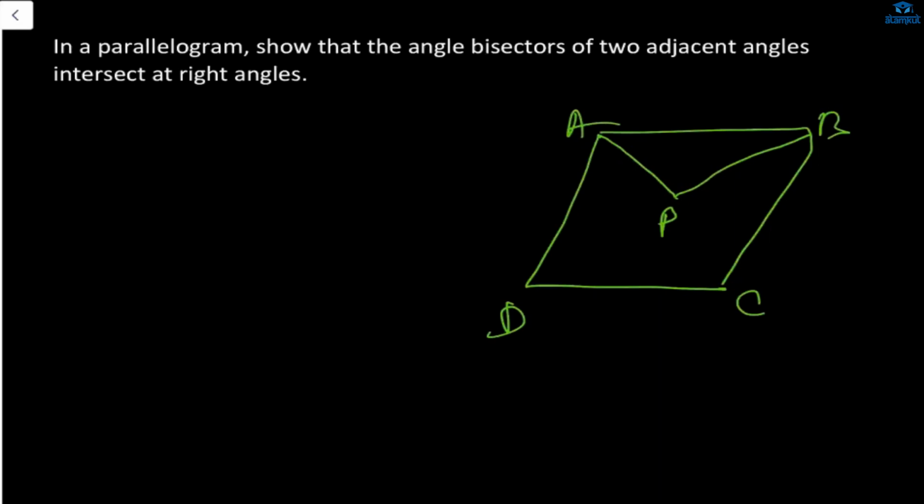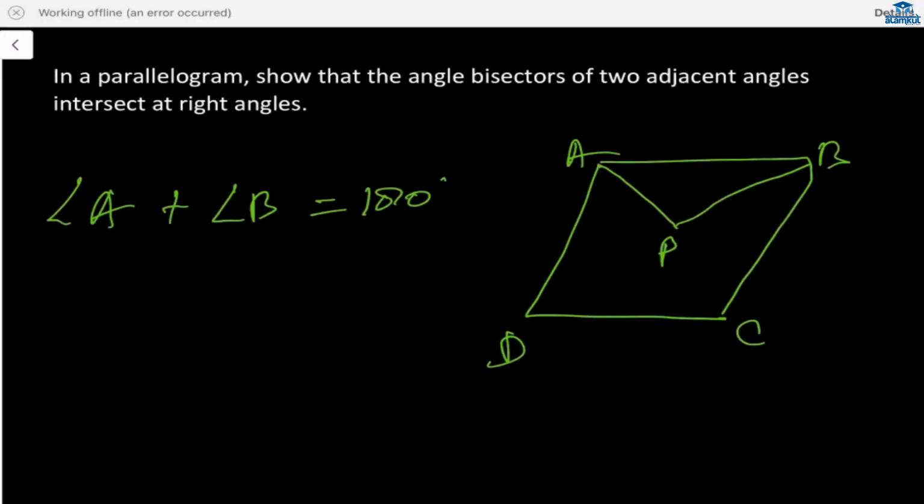So how are we going to prove that this is equal to 90 degrees? Angle BAD plus angle ABC equal to 180 degrees. How? Ma'am, AD is parallel to BC and angle BAD and angle ABC are consecutive interior angles. Yes. So angle A plus angle B is equal to 180 degrees, since AD is parallel to BC.